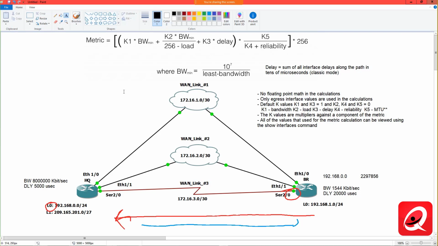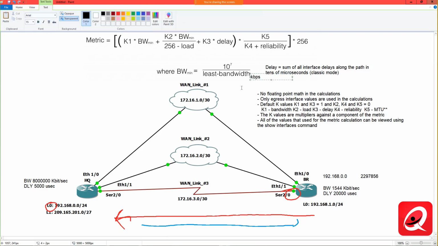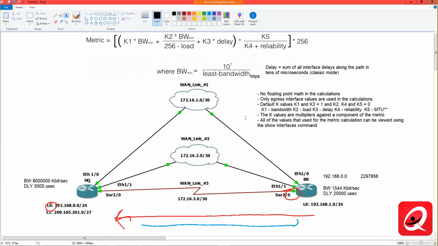All right. So if we look at the formula here, bandwidth is 10 to the power of 7 divided by the least bandwidth along the path, and this is really important, in kilobits per second. Okay. So we're talking about the least bandwidth along the path in kilobits per second, not megabits per second. In OSPF, we use megabits per second. So I think it's pretty clear that the serial interface on the right is going to have the slowest bandwidth because the bandwidth of the loopback is much, much higher.